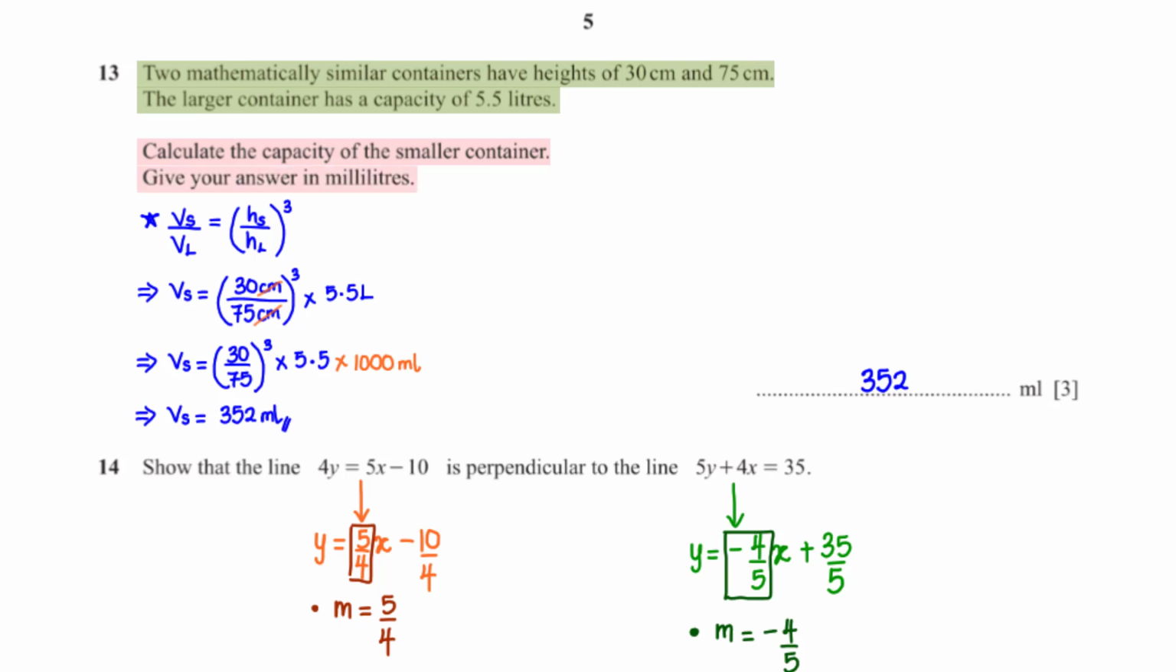Since we are dealing with similar containers, the ratio of the volumes of the containers should be equal to the cube of the ratio of their heights. We want to find the capacity or the volume of the smaller container, which we have represented with Vs. HS is 30 centimeters, HL is 75 centimeters, and VL is 5.5 liters. We want our answer to be in milliliters, so we multiply 5.5 by 1000 to convert it to milliliters. When we type this into the calculator, we get 352 milliliters.